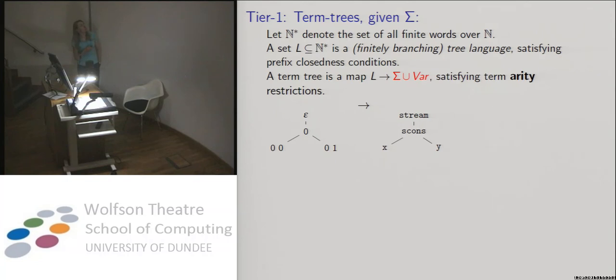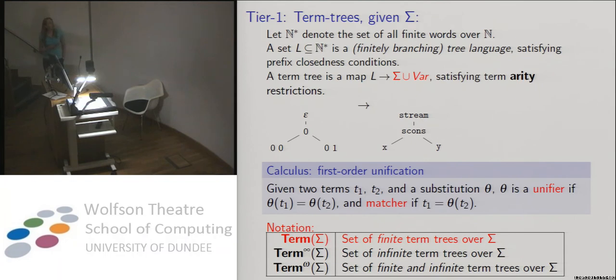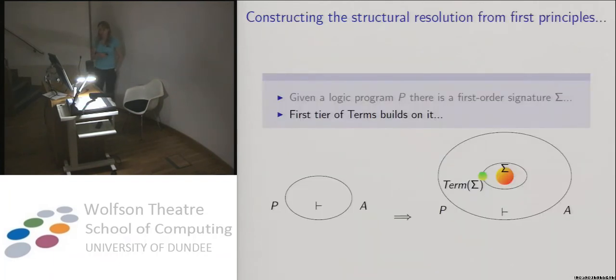And the notion of substitution arises here. To substitute, I just need to plug in some new term instead of variables x and y. And the calculus here is first order unification. And then I can introduce some notation about this. So the set of all finite terms will be Term, all infinite terms Term omega, and Term infinity will be finitely infinite terms. So this is my first tier of structures that arises there.